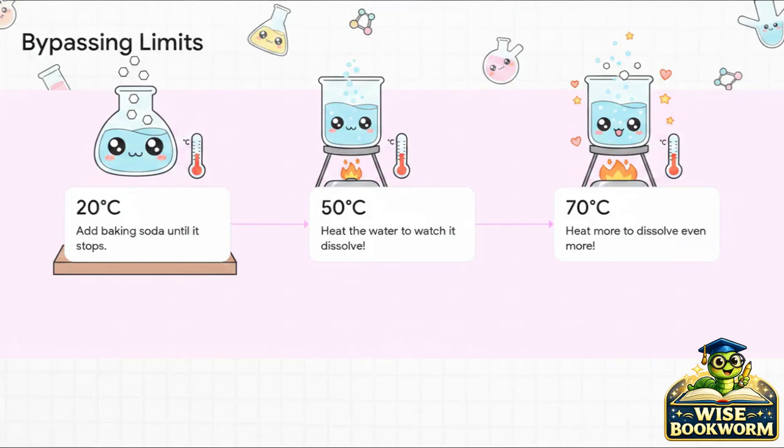But there is actually a really cool scientific cheat code to bypass this limit. If you add baking soda to water at a room temperature of 20 degrees Celsius, it eventually saturates and stops.